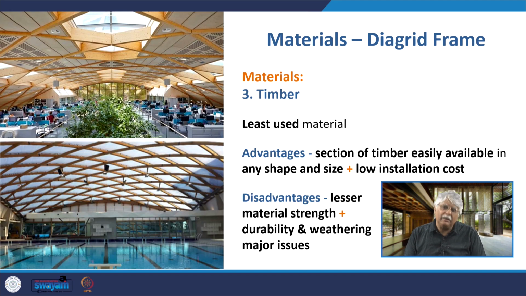The third material is timber. It is used, for example, in this building here. It is the least used of all materials for making the Diagrid frame. The advantages are that the section of timber is easily available in any shape and size, and it has low installation cost, but the disadvantage is it has less material strength, less durability, and has major weathering issues.